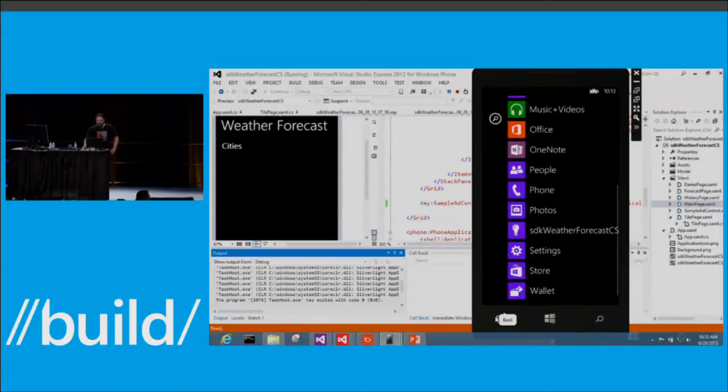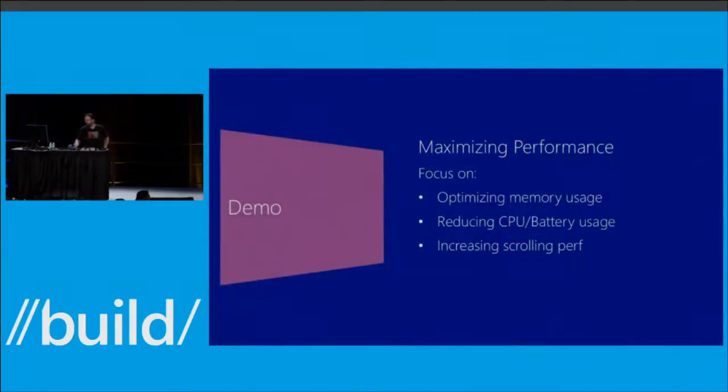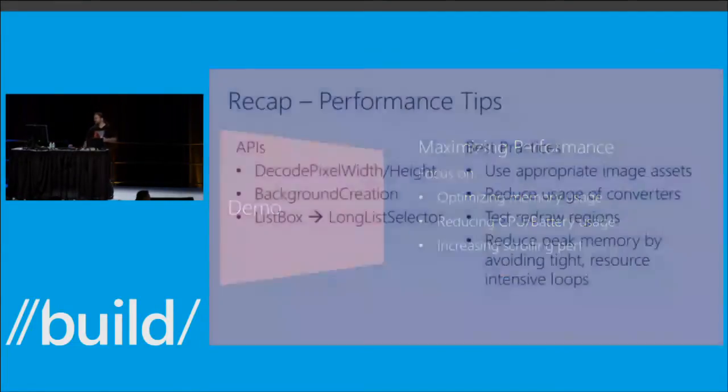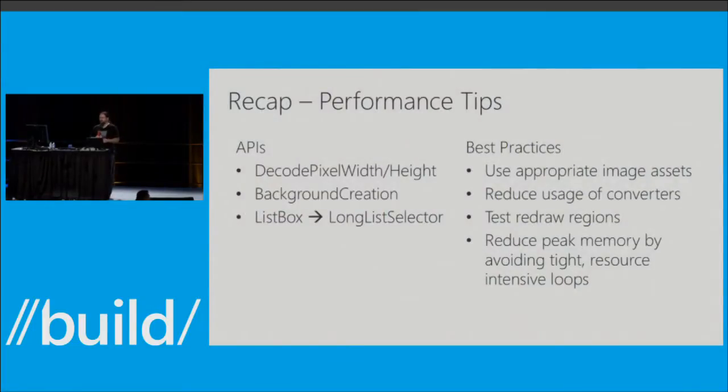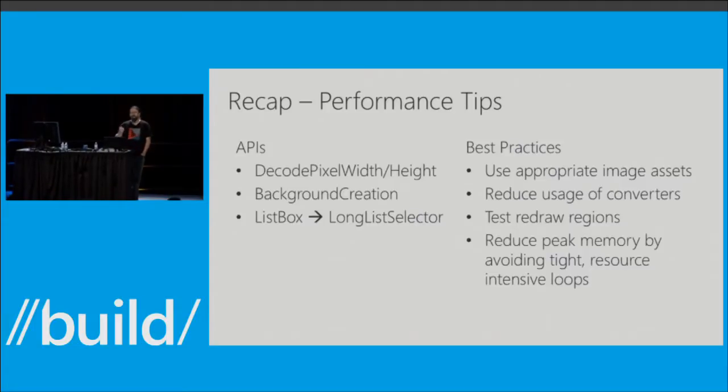So that's that. Let me switch back to PowerPoint real quick. This was a lot of information in a couple of demos, so I want to take a minute to recap this. We've seen a few new APIs that we've introduced in the Windows Phone 8 SDK that can help you solve some of these memory and performance problems, specifically the decode pixel width and height, the background creation for bitmap images, and moving from list box to long list selector is another big move for you.